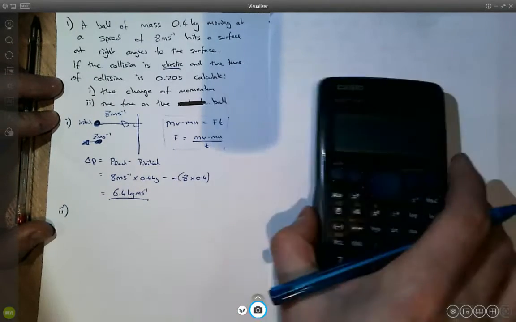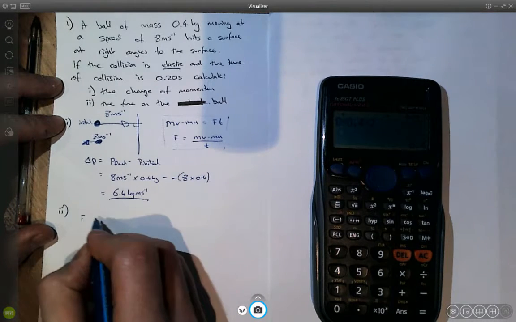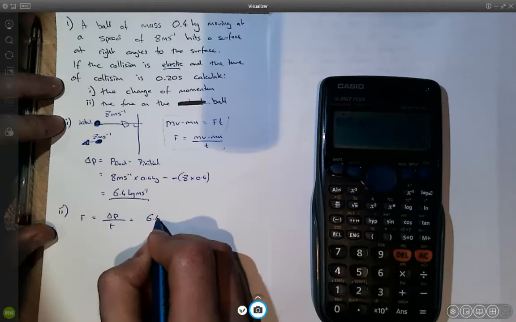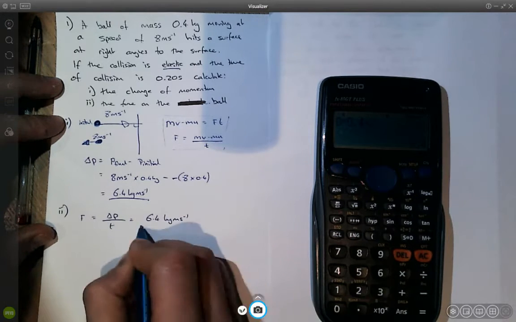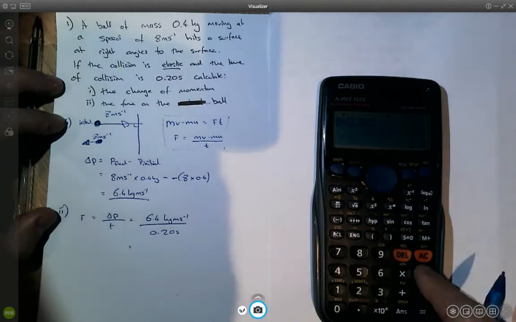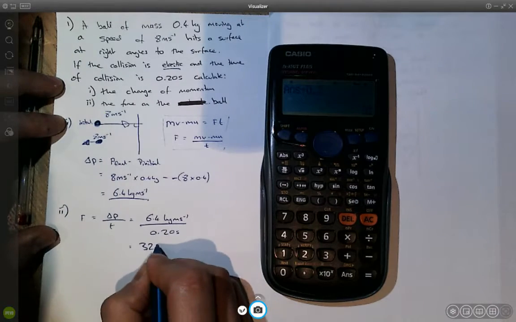What is the force on the ball? So now we want to use this equation, force is rate of change of momentum. So force is changing momentum over time. So 6.4 kilogram meters per second over the time, which is 32 newtons.